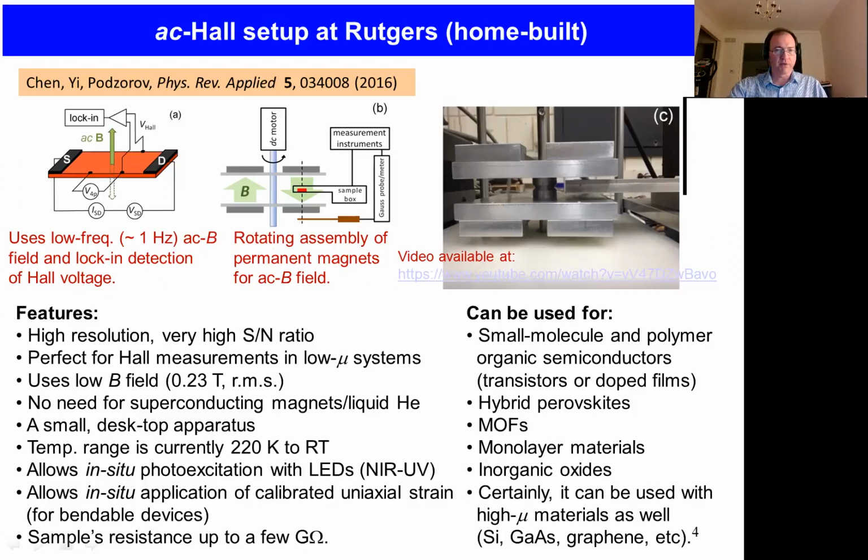So some of the good features of this system are listed here. Besides the boosted signal to noise ratio, it uses a small magnetic field produced by these permanent magnets, less than 1/4 of a Tesla. Very importantly, it does not need any superconducting magnets, does not require liquid helium, and that's a huge simplification. Okay, so therefore the system is small. It's a desktop convenient apparatus that doesn't require any maintenance.